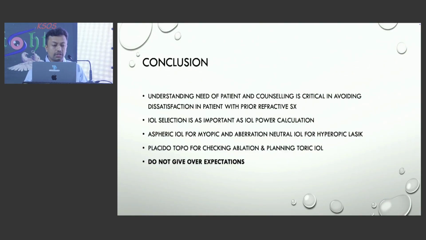And in conclusion, understanding the needs of patients and counseling is critical in avoiding dissatisfaction in patients with prior refractive surgery. And IOL selection is an important criterion in our calculation. Use an aspherical IOL for myopes and an aberration neutral one for hyperopes. And Placido topography for checking the ablation and for planning a toric IOL.